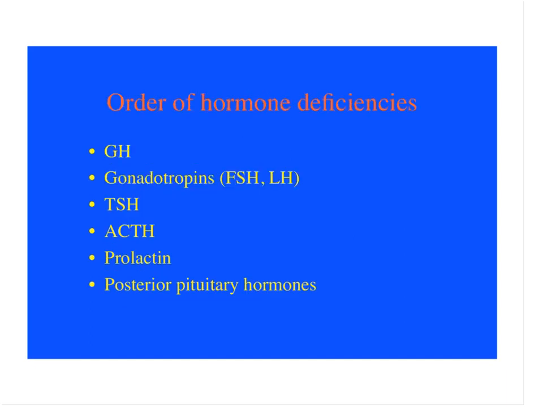This is a very important slide. There is a specific order of hormone deficiencies. The first hormone that's affected if the pituitary is damaged is growth hormone. The next set of hormones are the gonadotropes, FSH and LH, followed by TSH, followed by ACTH. Prolactin is rarely affected, and the posterior pituitary hormones are rarely affected, but it may be that we don't look for them carefully enough.